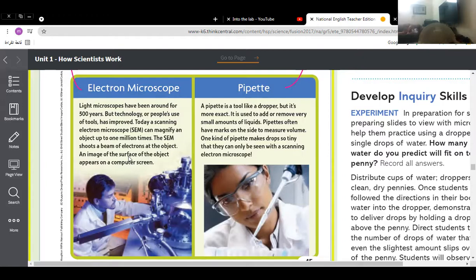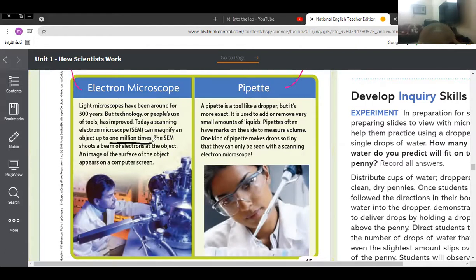Because if you read it carefully again, look, the electron microscope can magnify the picture how many times? Look at this. 1 million times. But can the light microscope magnify like this number? No, of course. So what is better, electron microscope or light microscope? Electron microscope. Thank you, Omar.